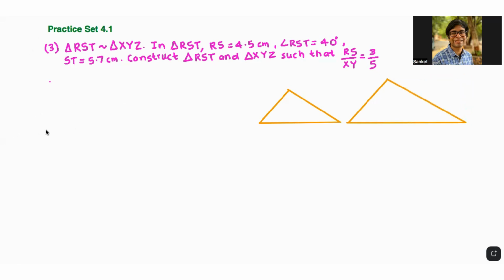Now I need to figure out which triangle is the smaller triangle and which triangle is the bigger triangle. For that, I need to look at this ratio. RS upon XY is 3 upon 5. I can see that RS is corresponding to 3. That means it's the smaller triangle, and XYZ is the bigger triangle. So RST is the smaller triangle, XYZ is the bigger triangle. So let me name the smaller triangle first.